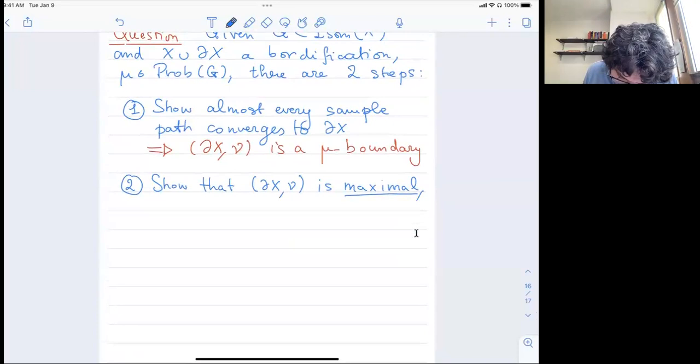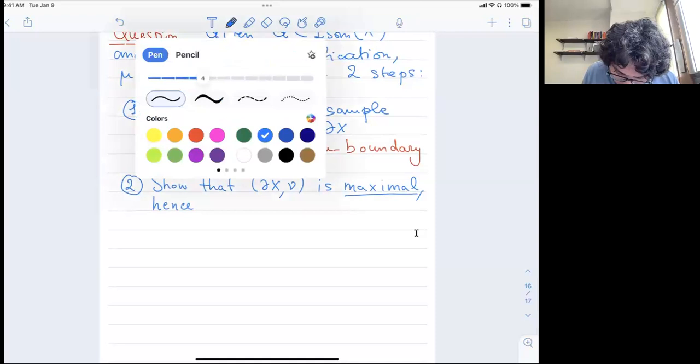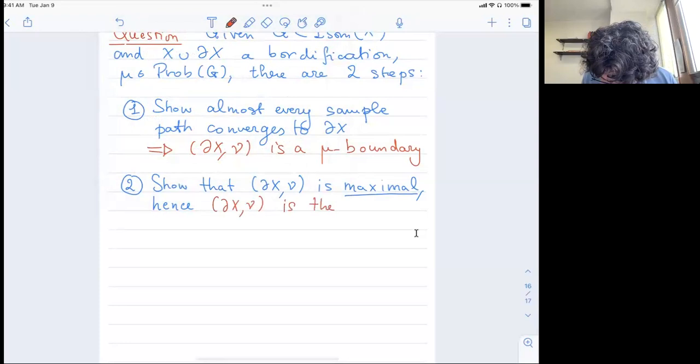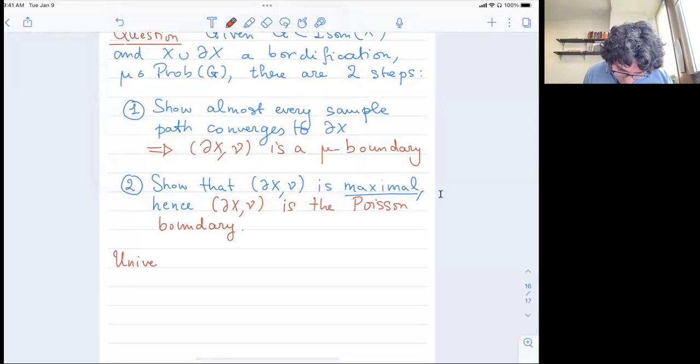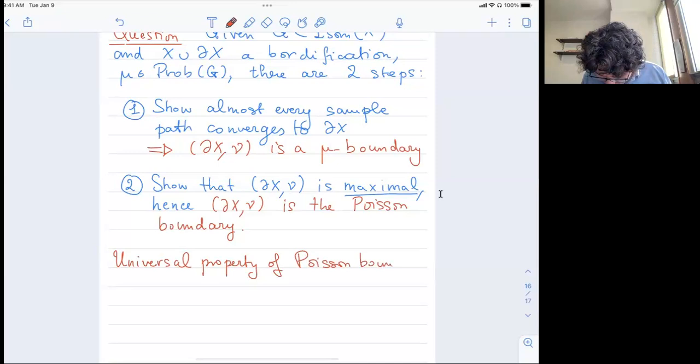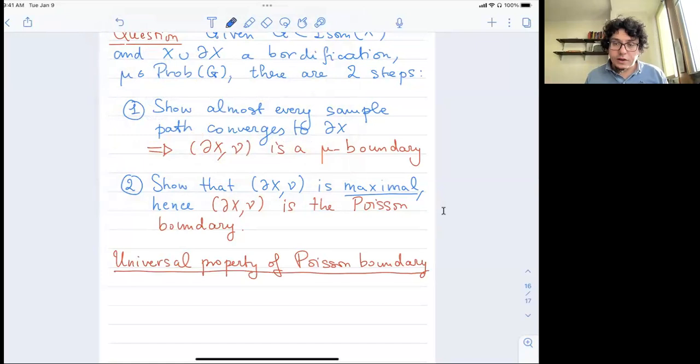And so, hence, from there, this would be the Poisson boundary. In fact, let's recall the universal property. So much like we had before, we have a universal property of the Poisson model, right? And the universal property is the following. We have a diagram like that.